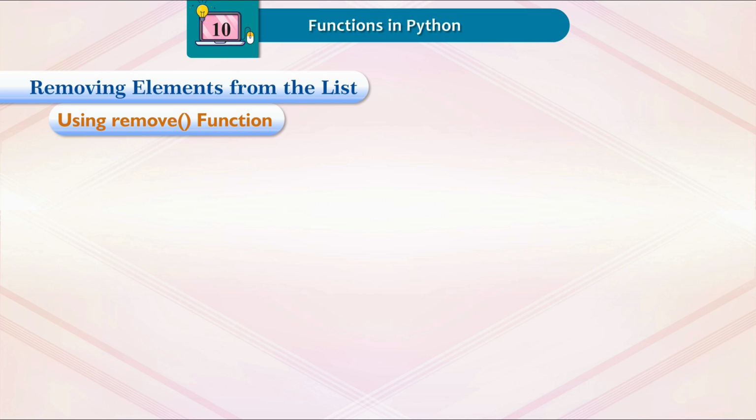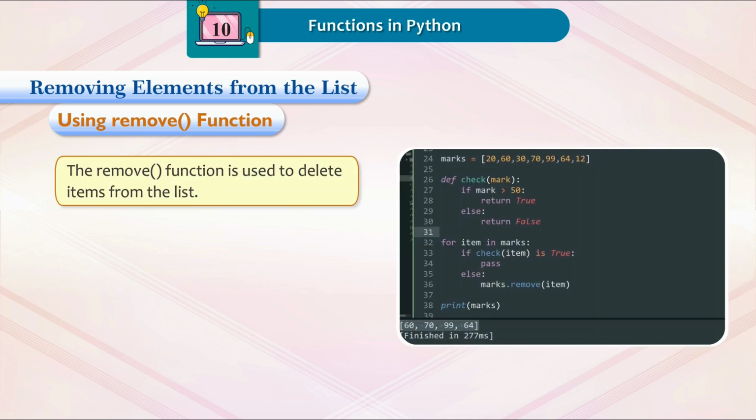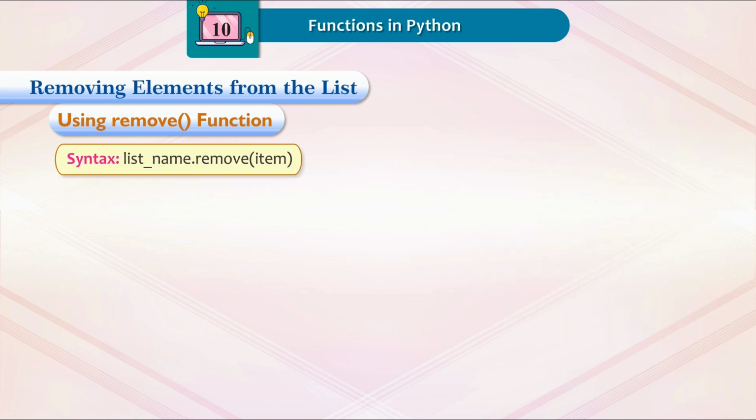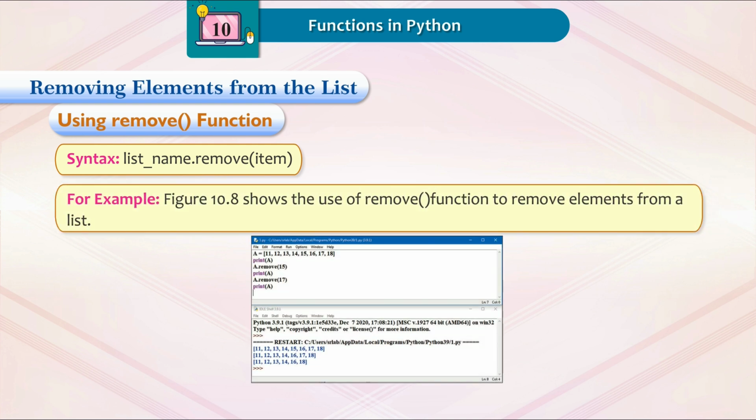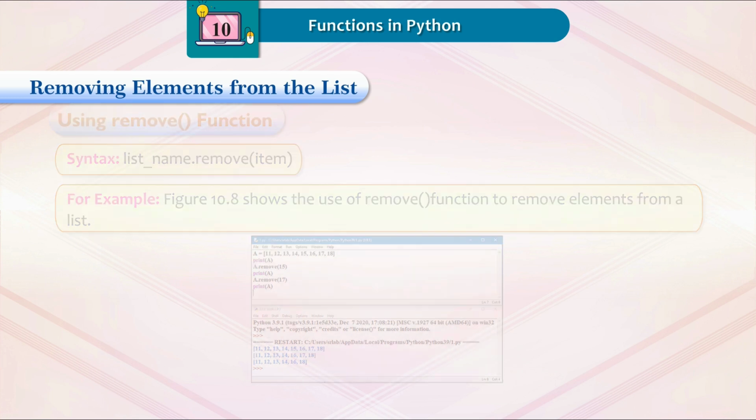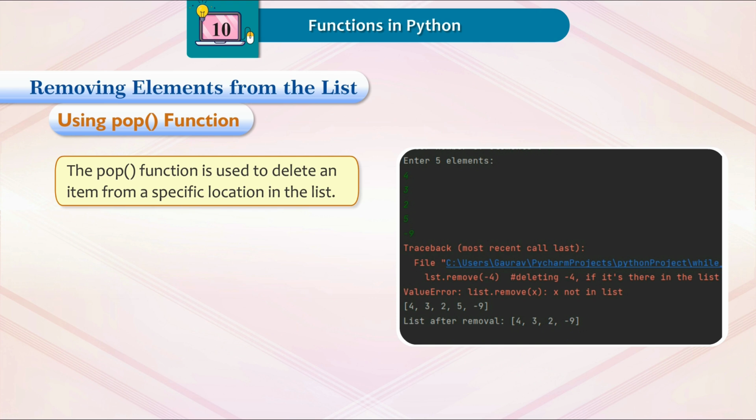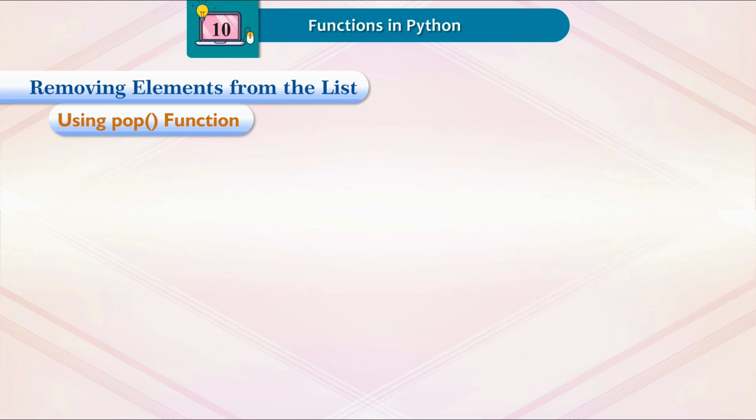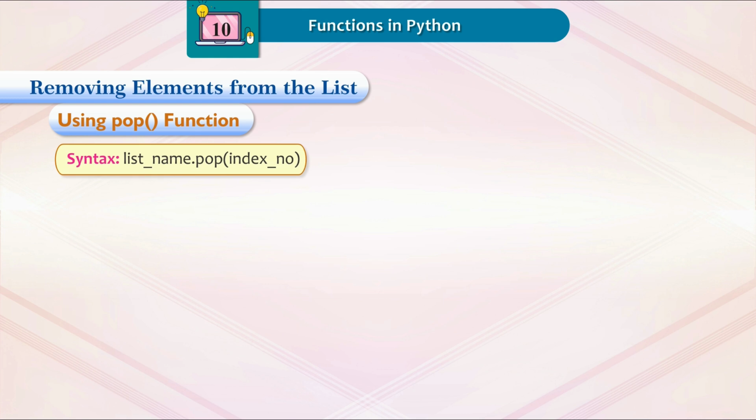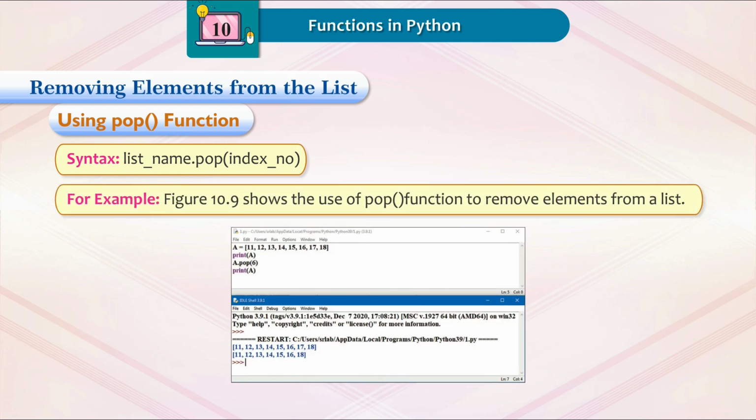Using remove function. The remove function is used to delete items from the list. Syntax: list_name.remove(item). For example, figure 10.8 shows the use of remove function to remove elements from a list. Using pop function. The pop function is used to delete an item from a specific location in the list. Syntax: list_name.pop(index_number). For example, figure 10.9 shows the use of pop function to remove elements from a list.